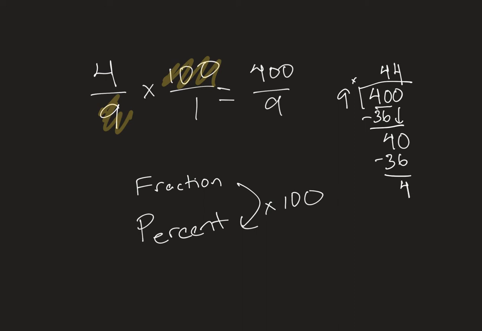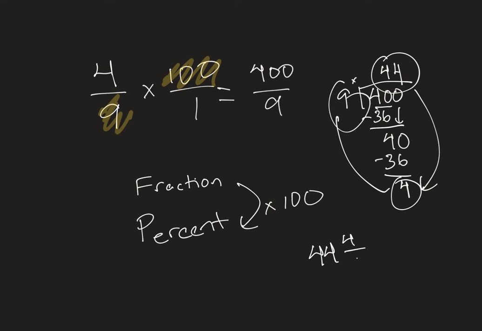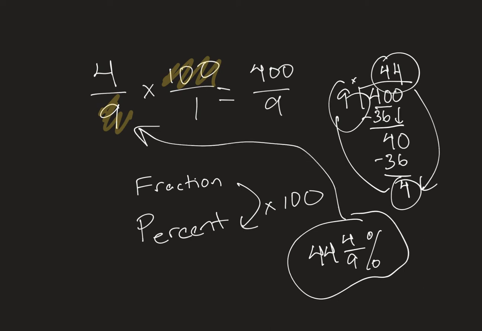So we can say our answer is 44 and 4/9 percent. Now, you might be saying, but it has a fraction in it. We were trying to go from a fraction to a percent. Yes, it does, but now this whole mixed number is out of 100. So 44 and 4/9 out of 100 is the same as 4/9. They are equivalent.